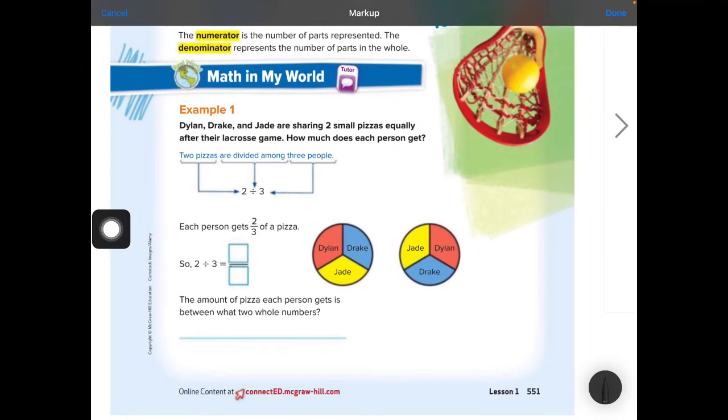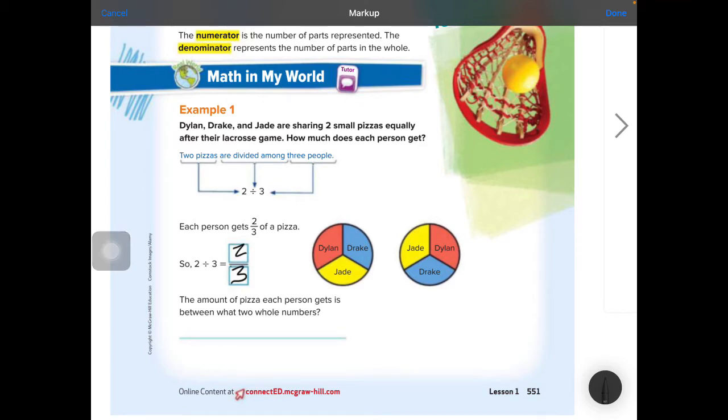Let's begin. Dylan, Drake, and Jade are sharing two small pizzas equally after their lacrosse game. How much does each person get? Two pizzas are divided among three people. Each person gets 2/3 of a pizza. So 2 divided by 3 is 2/3.